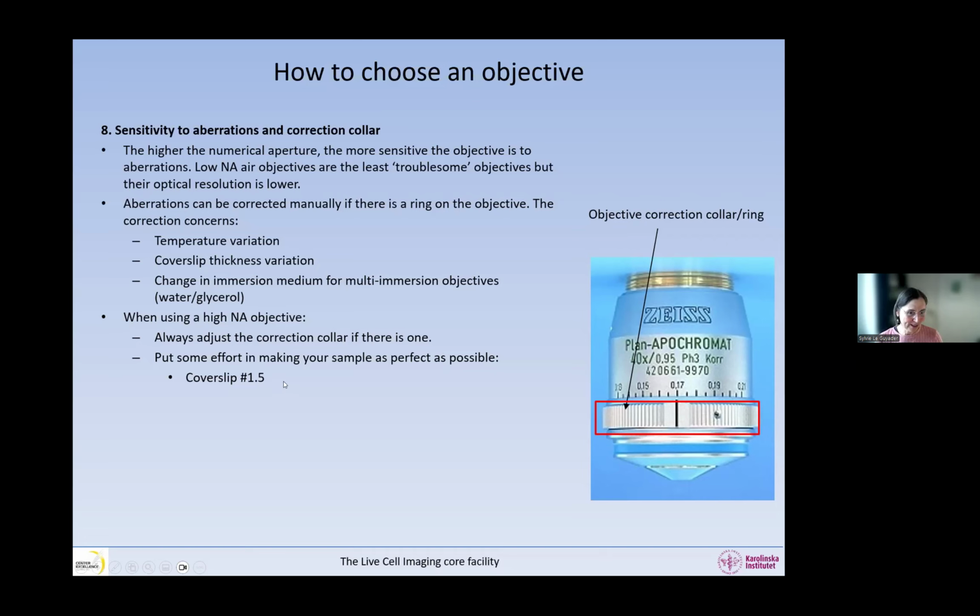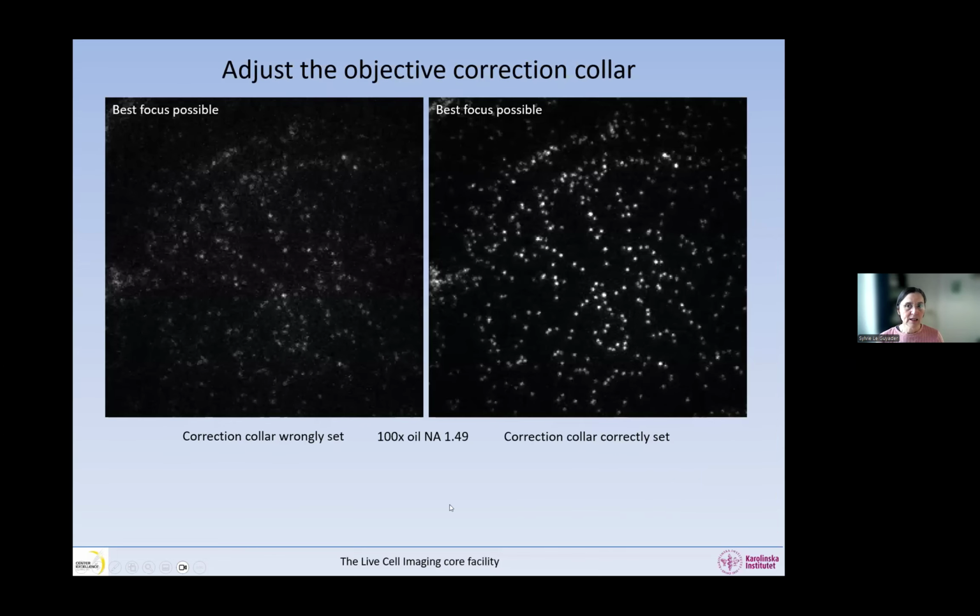So use the correct cover slip, number 1.5. The sample should be directly on the cover slip, not on the slide. We will talk about this again. And you should match the refractive indices of the objective immersion medium and the sample. This is what happens if you don't. So basically, these are two images of sub-resolution beads that are acquired with a high numerical aperture objective, 100x oil and 1.49, which has a ring.